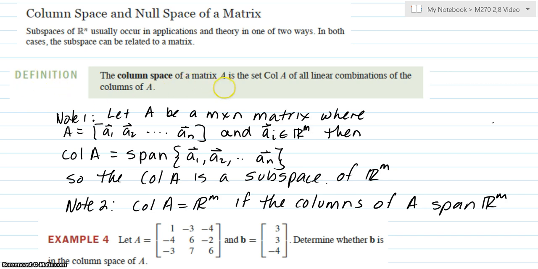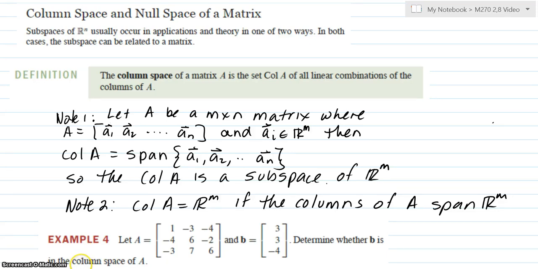The column space of a matrix A is the set Col A, that's the notation, of all linear combinations of the columns of A. We have a couple of notes here. The first note is, let A be an m by n matrix, where A is the set of vectors A1 through An, where each Ai is in Rm, which makes sense because there are m rows. Then Col A is just the span of those vectors, of the columns of A. Makes sense because it's the linear combination of all the columns, which is exactly what our definition of span is.